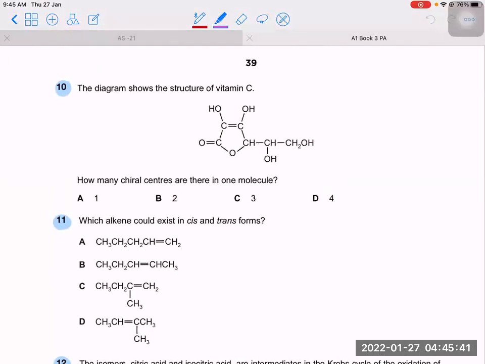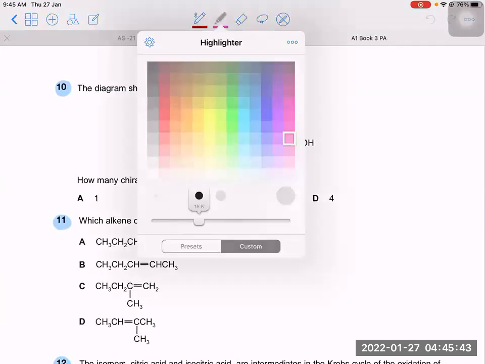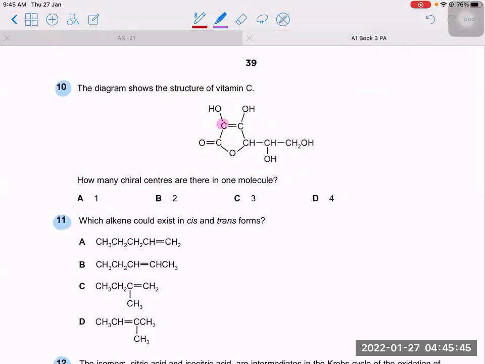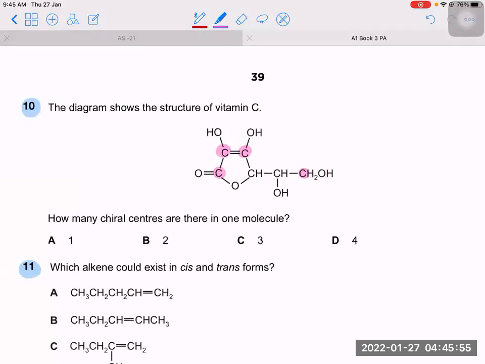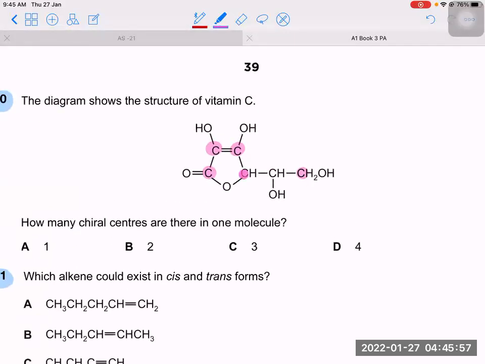How many chiral centers do you have in one molecule? Can this be chiral? No. Why? Double bond. Can this be chiral? No. Why? Double bond. Can this be chiral? No. Double bond. Can this be chiral? No. Why? 2 H's. Now we are left with only this and this. So let's check for this and this. This has 1 H. It has all of this thing. Now you have to check between this bond and this bond. So what will we do?